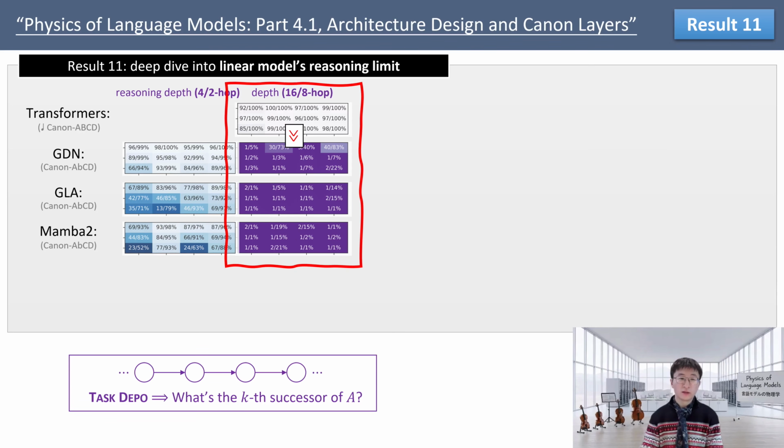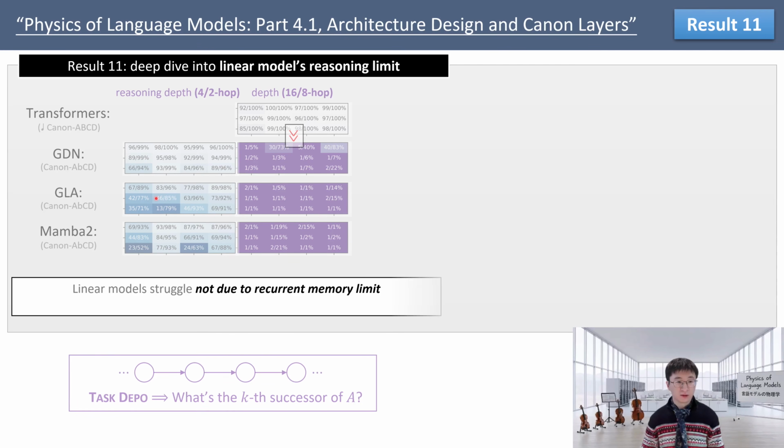In the next result, I want to dive into this part and show you why exactly this happens. Why does the linear model perform so shallowly in terms of reasoning? Some people may think that this is because linear models have limited recurrent memory. Whenever a linear model performs badly, people usually criticize it by saying, oh, it's a recurrent model, so it has a memory limit and so on. But today I want to emphasize that it's totally not because of this.